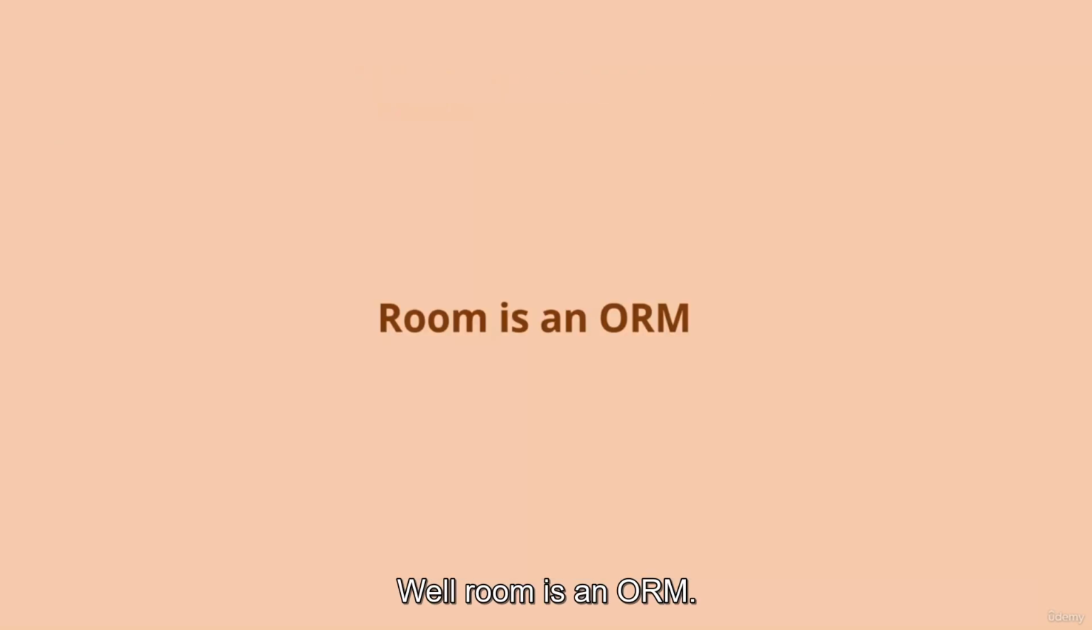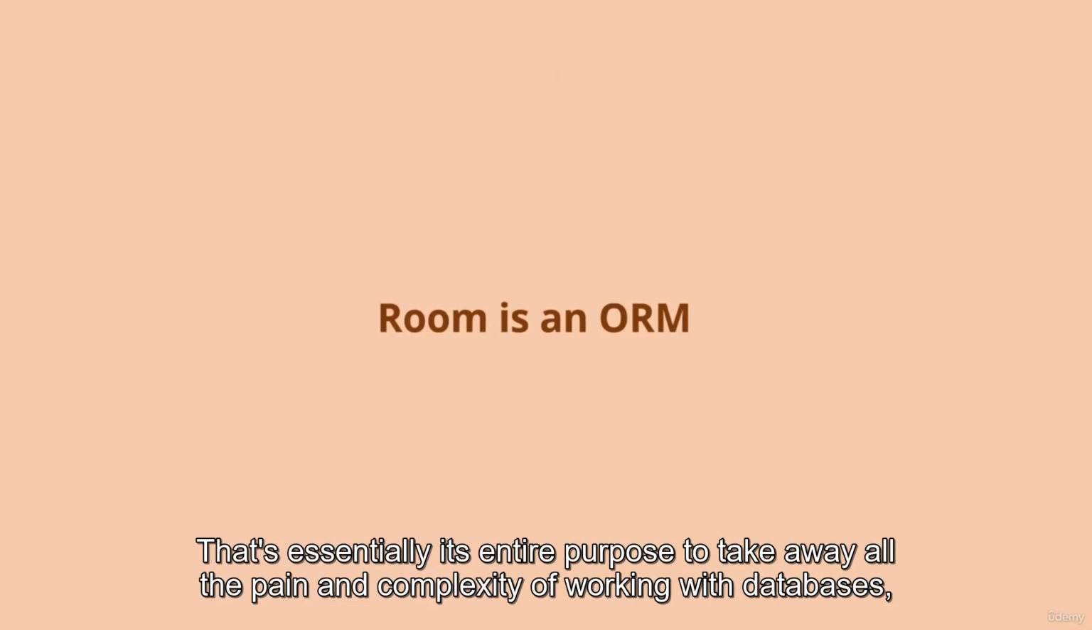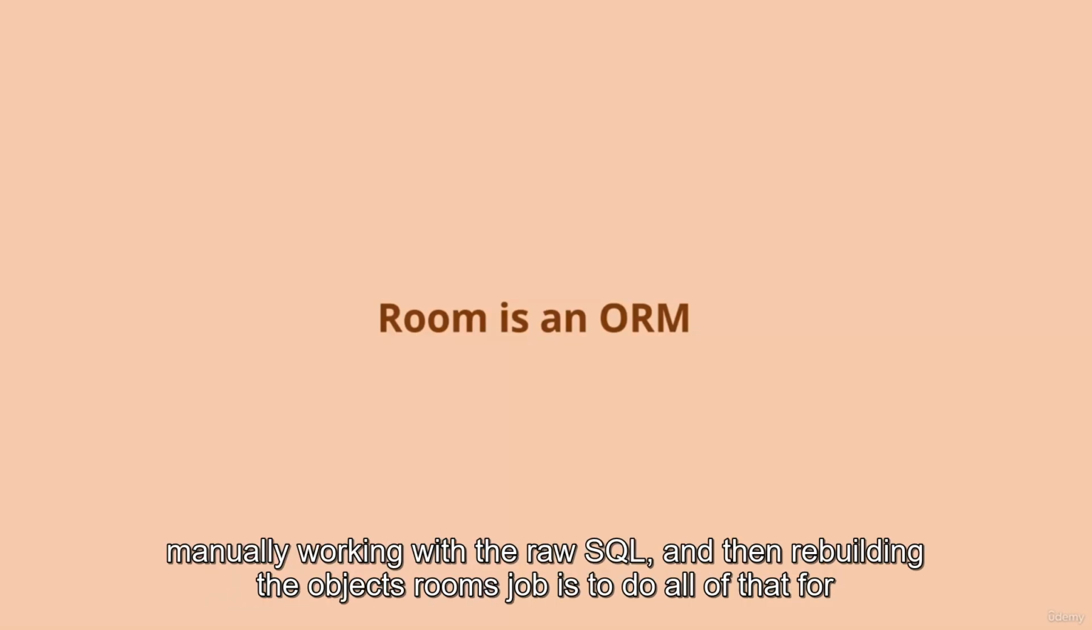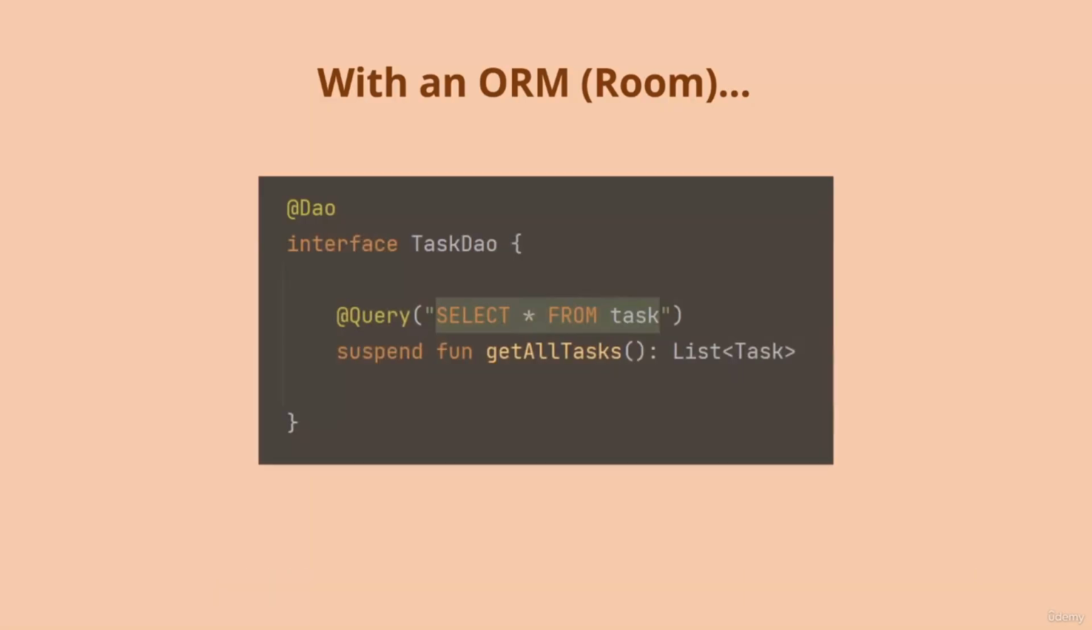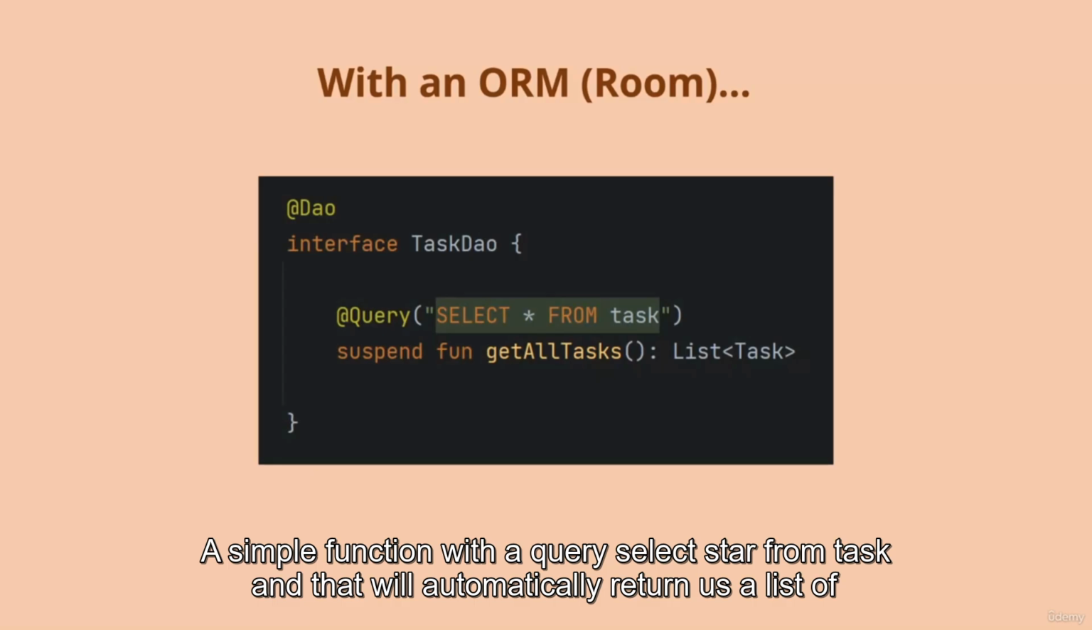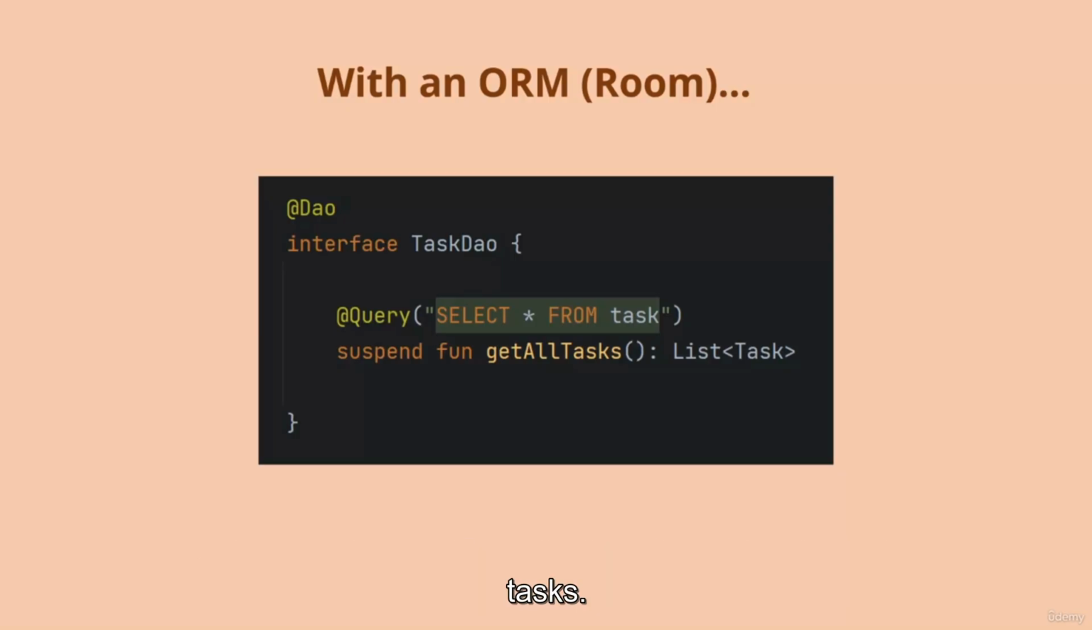Well, Room is an ORM. That's essentially its entire purpose. To take away all the pain and complexity of working with databases manually, working with the raw SQL, and then rebuilding the objects, Room's job is to do all of that for us. So, with an ORM, in our example Room, we get code that looks like this. A simple function with a query, select star from task, and that will automatically return us a list of tasks.